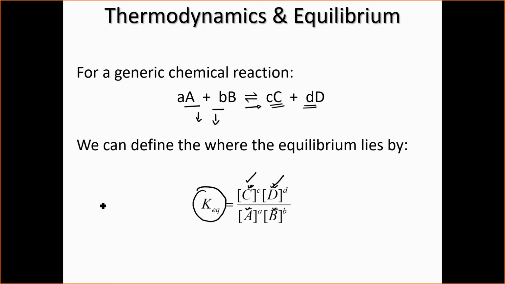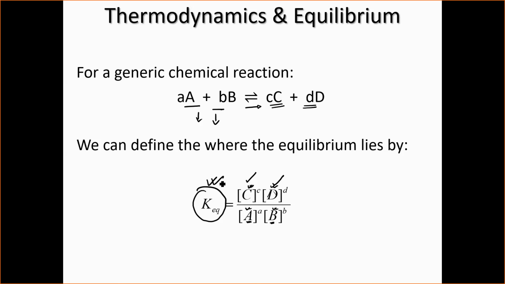So if you have high concentration of C and high concentration of D, and low concentration of A and low concentration of B, what would be the value of K equilibrium? Will it be high or low? Use your brain. You know the answer. It will be high. There you go.